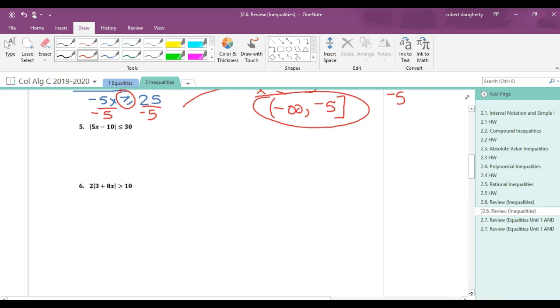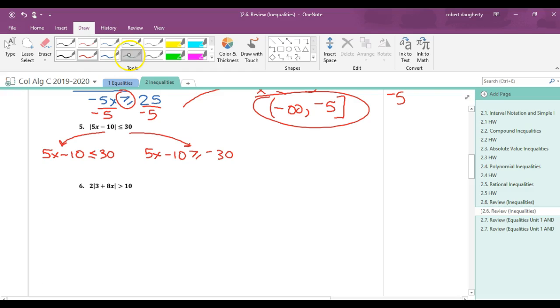Number 5, absolute value. We're taught to break these into two separate problems, okay? First problem, write down everything just like you have it without the absolute value. Second problem, 5x minus 10, make two changes. That less than or equal to becomes a greater than or equal to. That 30 becomes a -30. Now let's solve both sides.